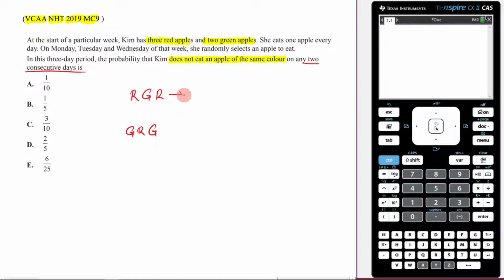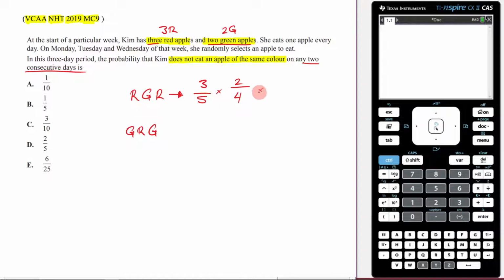So now we just have to ask ourselves, what's the probability that she would have a red apple on the first day? Well, there are 3 red and there are 2 green. So that means there are 5 apples in total, and 3 of which are red. So there's a 3 on 5 chance that she will have a red apple on the first day. Then we're going to multiply that by the probability that she has a green apple on the second day. Now there are 2 green apples in total. Remember, we've already eaten 1 apple, so now there are 4 apples that we're thinking about.